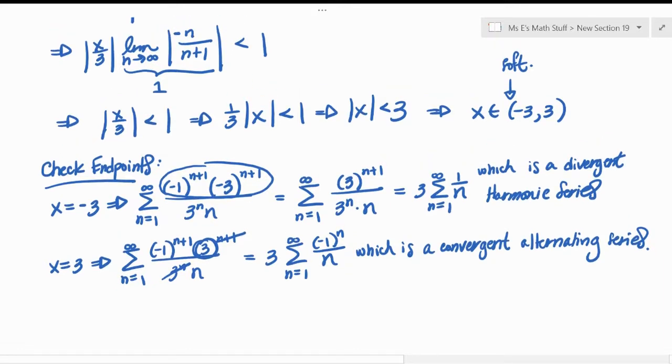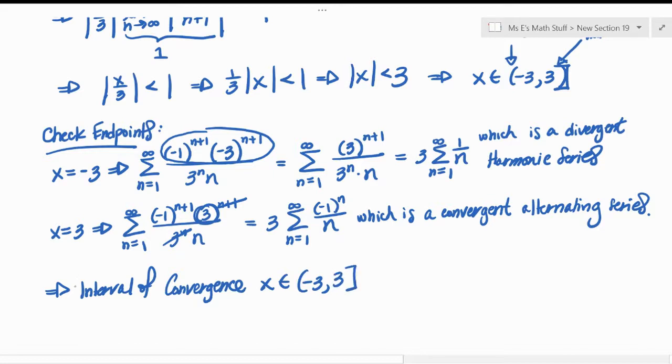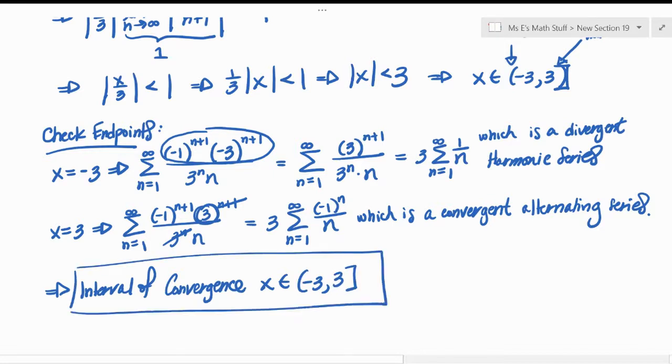All right, point is that this bracket right here should be changed to be a hard bracket in your final answer. So what that means is that the actual interval of convergence is x values, not including the -3, going all the way up to +3 and including the +3. There we go.